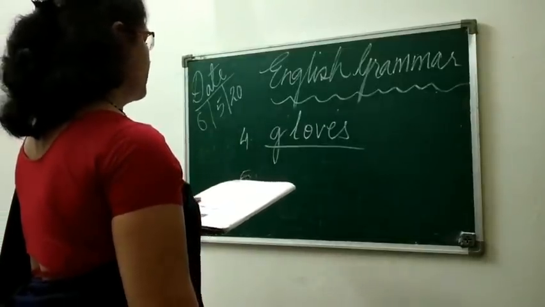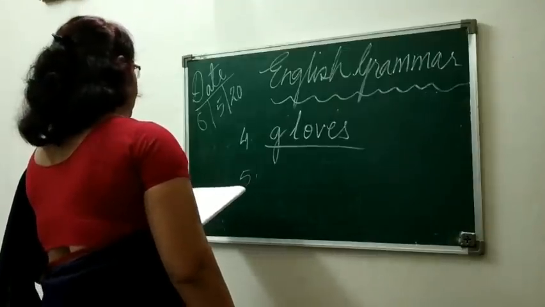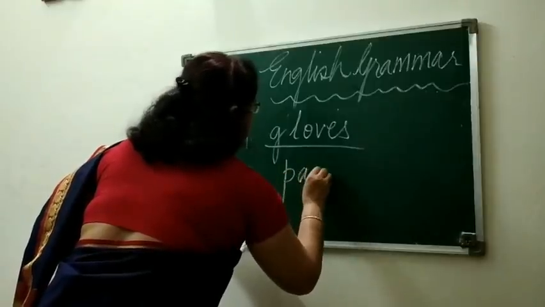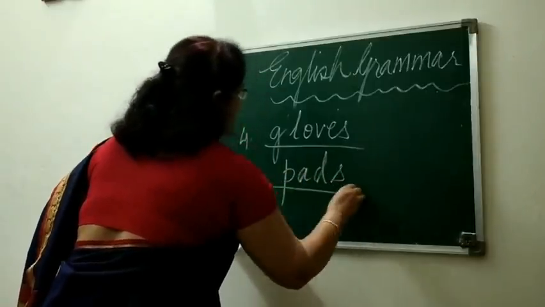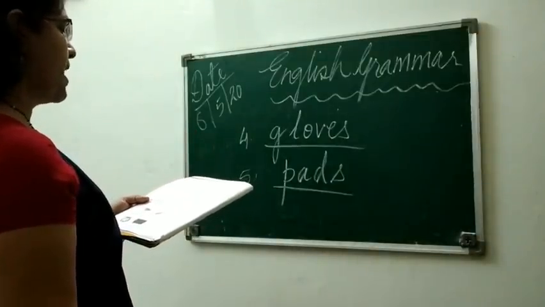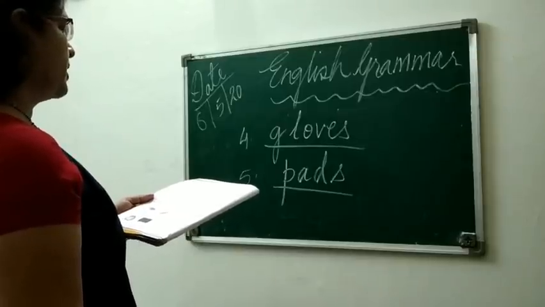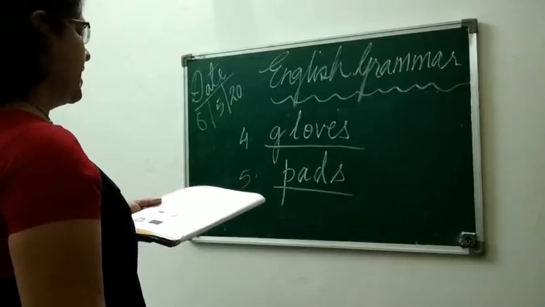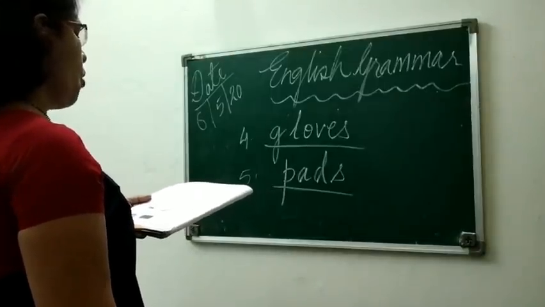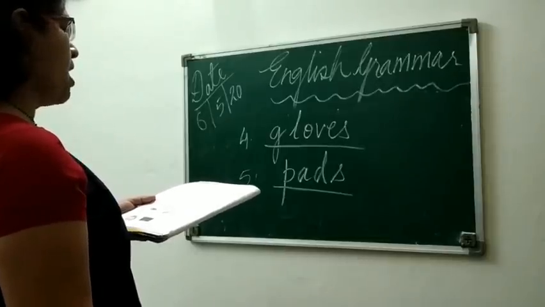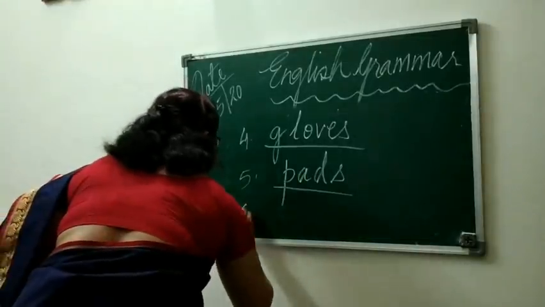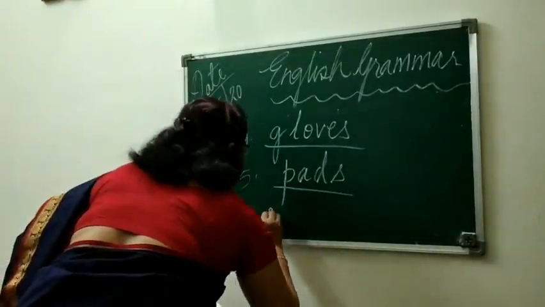Now, what is the correct word of A P D S? Correct word of fifth one. A P D S. The correct word is pads. P-A-D-S. Pads. This is the correct word. Now, what is the correct word of the sixth one? S H E C E C S O B D R A. What is the correct word of sixth one? The correct one is chessboard. Sixth one is chessboard.